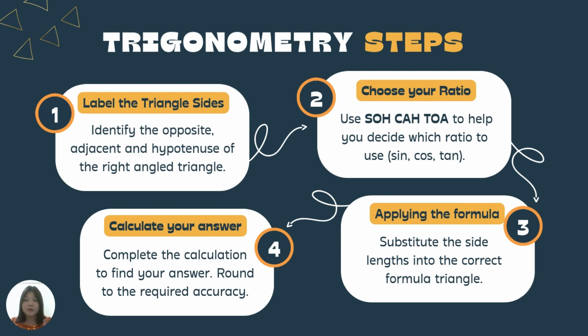Today, we are going to introduce 4 steps. First, we need to label the triangle sides. Second, we will choose which ratio to use. And the third, apply the formula. Substitute the side lengths into the correct formula. The fourth, calculate our answer. Complete the calculations to find your answer. Round to the required accuracy.